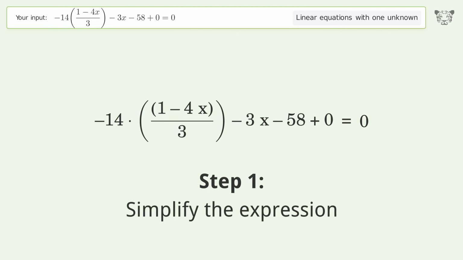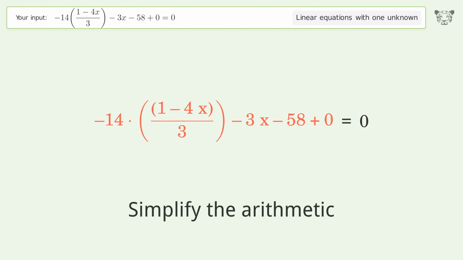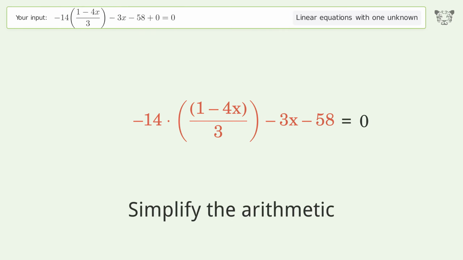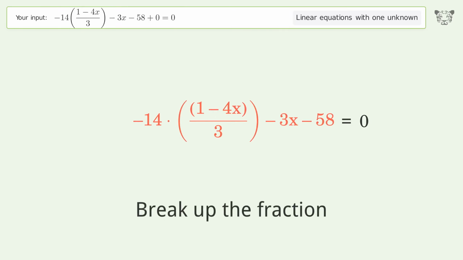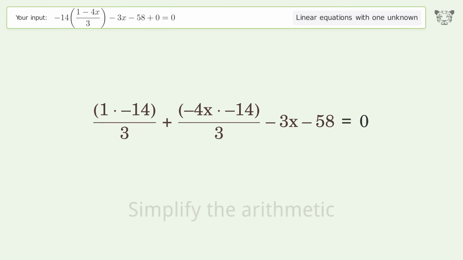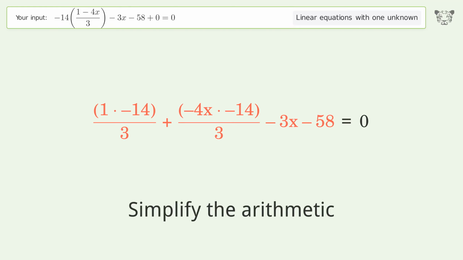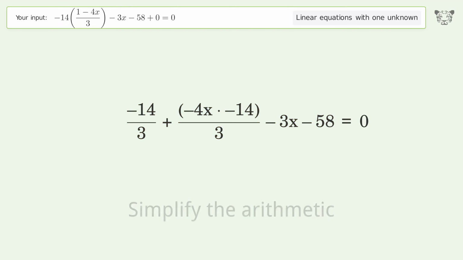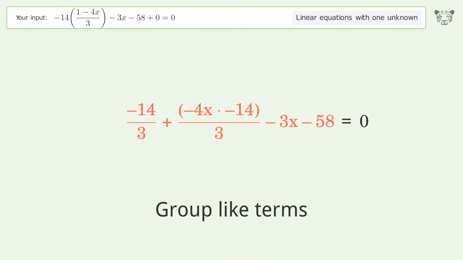Simplify the expression. Simplify the arithmetic. Break up the fraction. Expand the parentheses. Simplify the arithmetic. Group like terms.